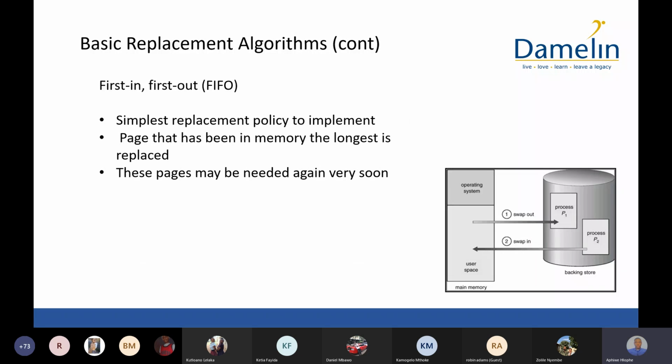And then there's first in, first out. Simplest replacement policy to implement: the page that has been in memory for the longest is replaced. These pages may be needed again very soon. So this one simply looks at which one was there for the longest, and then it's going to take it out of memory, and then it's going to put in a new one.